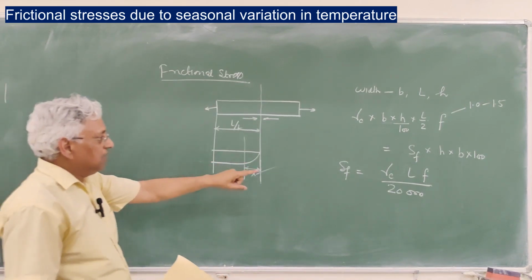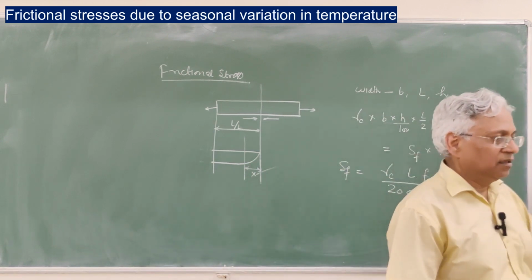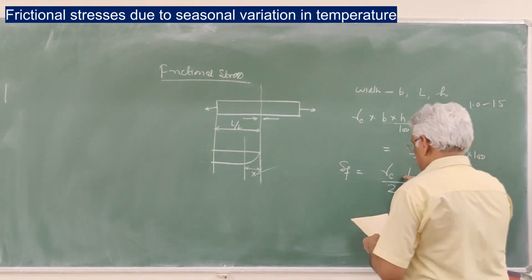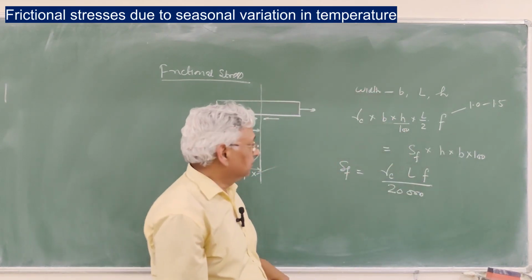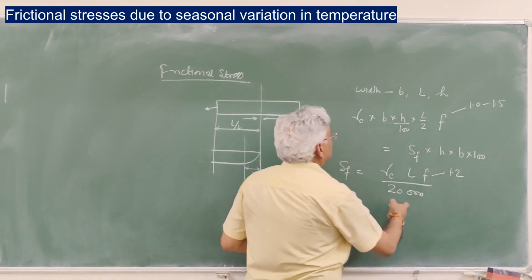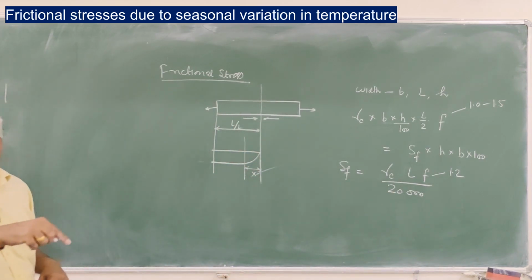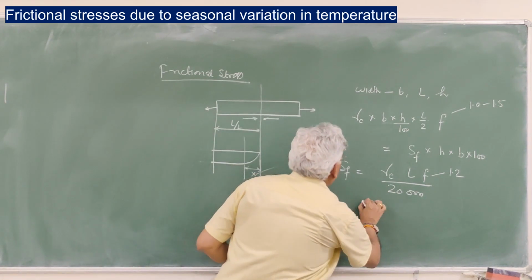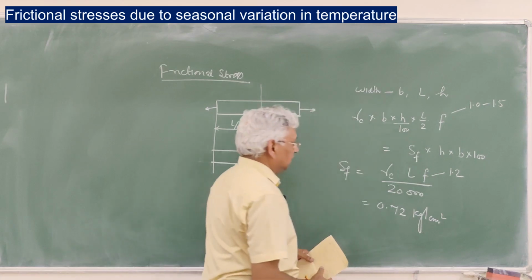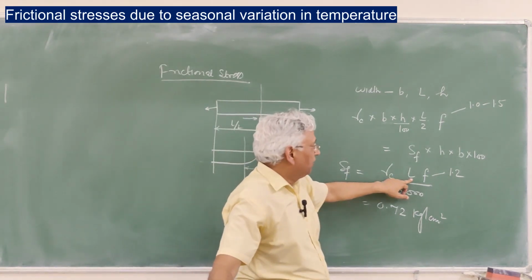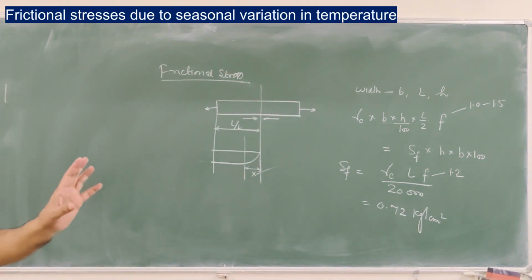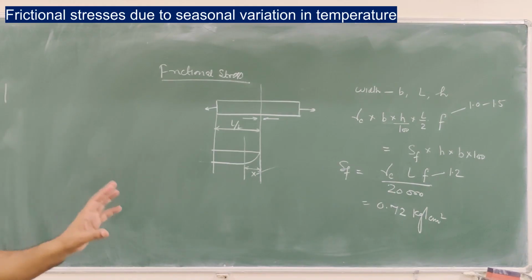So again, gamma C, that is concrete density, is generally 2400 kg per meter cube. L you can take, let us say 5 meter, in our example problem. F, let us say you assume to be 1.2. So you can find out the amount of these frictional stresses. This will be approximately 0.72 kg per centimeter square. Taking this as 2400, L 5 meter, F 1.2, this is around 0.72. So you can see here it is very, very negligible.